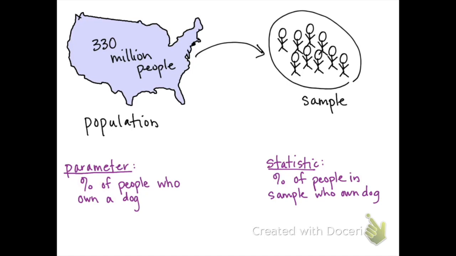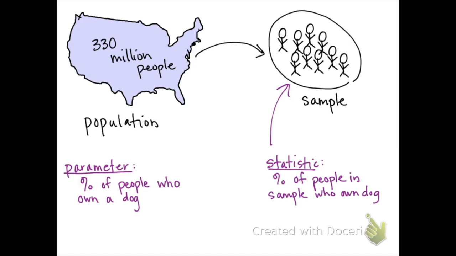A statistic is going to be much easier to find than a parameter value because if we wanted to find the parameter, we would need to actually ask every single person in the United States if they own a dog or not, and then we would be able to find that percentage. If we want to find a statistic, then we would just need to find a sample and then ask the people just in our sample if they own a dog or not. And that would be our statistic.